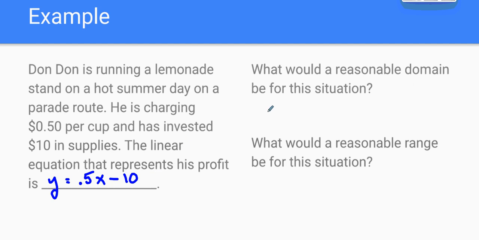So what would a reasonable domain be for this situation? Again, hit pause. What do you think a reasonable domain would be for this situation? So if I'm looking at this, when we're talking a reasonable domain, we're talking real world here, right? I'm going to look at it this way, and this is some new notation. I don't care how well you make those brackets. I'm going to put x right in the middle, right there.